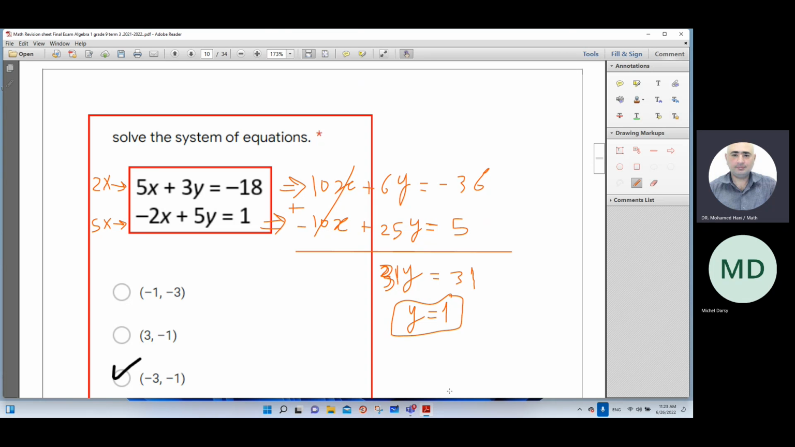We want to find the value of x. We can substitute the value of y in the first equation or in the second equation. If you substitute the value of y in the second equation, you have here -2x.